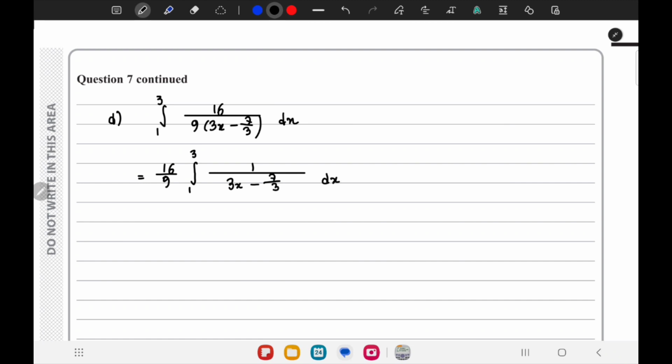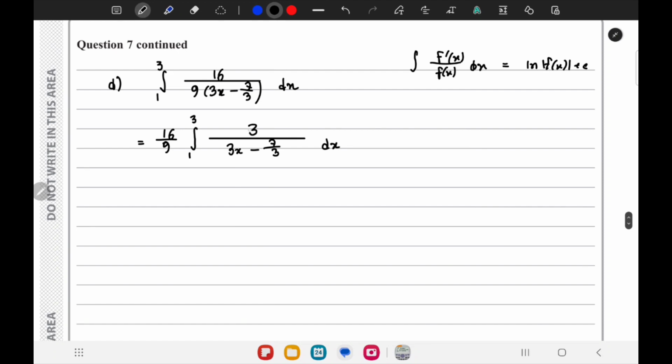To integrate, we need this in the form f prime x over f x, so we have to introduce a 3 over here. So we have to multiply by 1 by 3 here. We'll get 16 by 27, and inside we'll get ln of 3x minus 7 by 3 from 1 to 3.